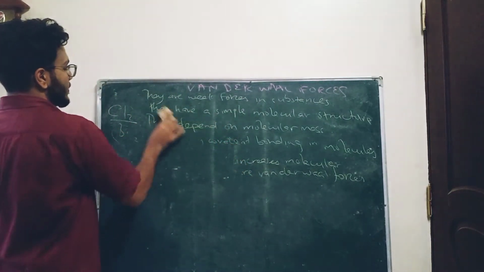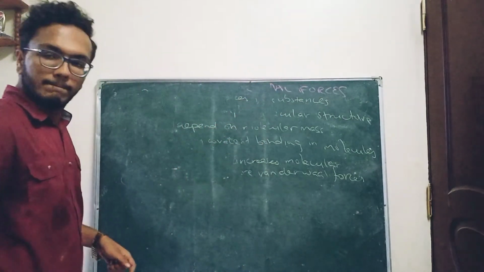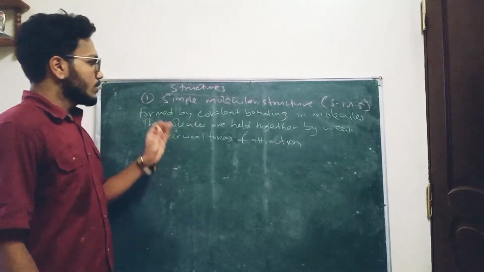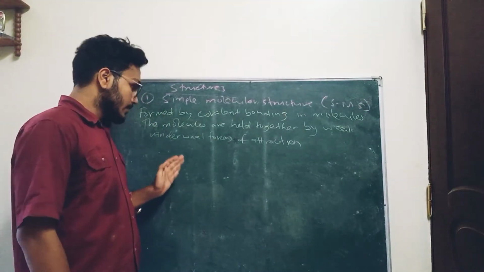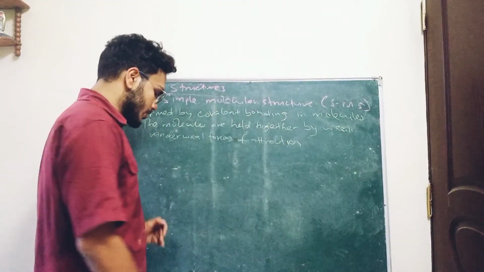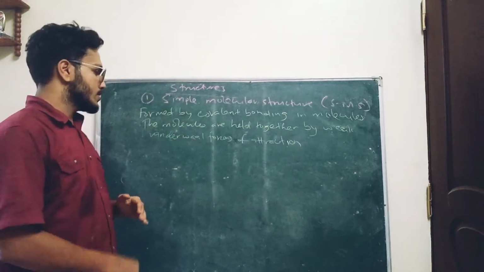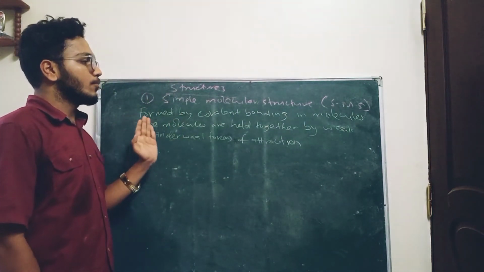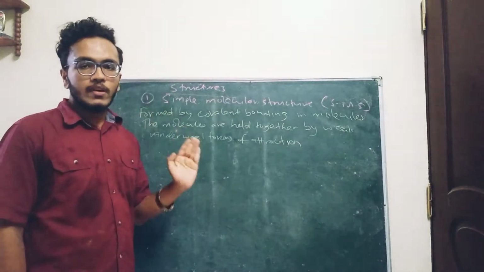We go to the structures. We have the four structures in chemistry, which are simple molecular structure, giant metallic structure, giant ionic structure, and giant covalent structure. We first have the simple molecular structure. This is formed by covalent bonding in molecules. The molecules are held together by weak van der Waals forces of attraction.